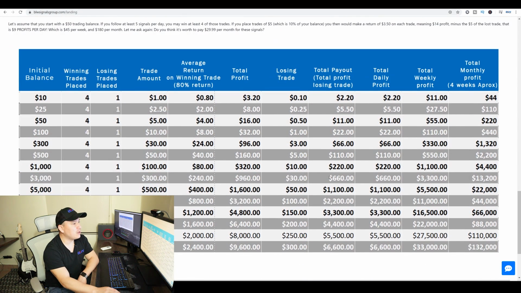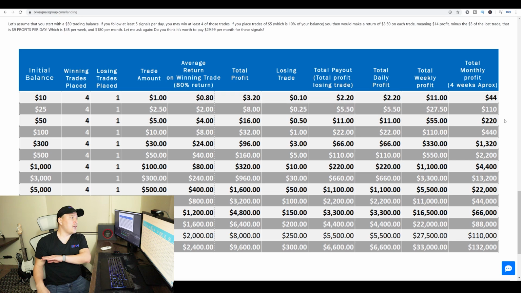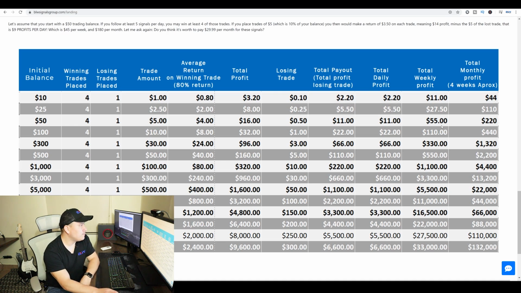Here, I actually put a table showing how much you could make, and should be making, depending on your balance. So if you start with a $10 balance, you should be making around $44 a month. For $25, you should be making $110 a month. If your balance is starting at $50, you should be making $220 a month, and so on. You should be making four times your profit every single month, okay?